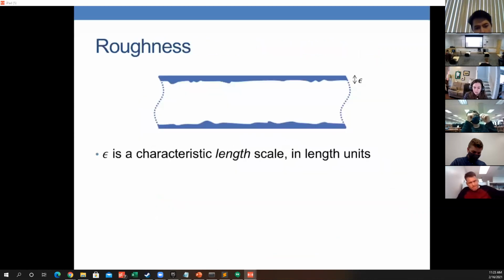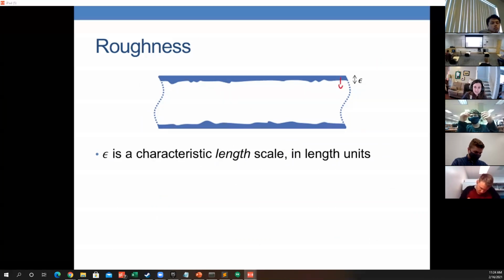Okay, so roughness. Roughness is a length scale because you can think of roughness as little bumps on the wall of the pipe. And the rougher it is, the longer those bumps will be. So that's why it's a length scale, and it's in length units.